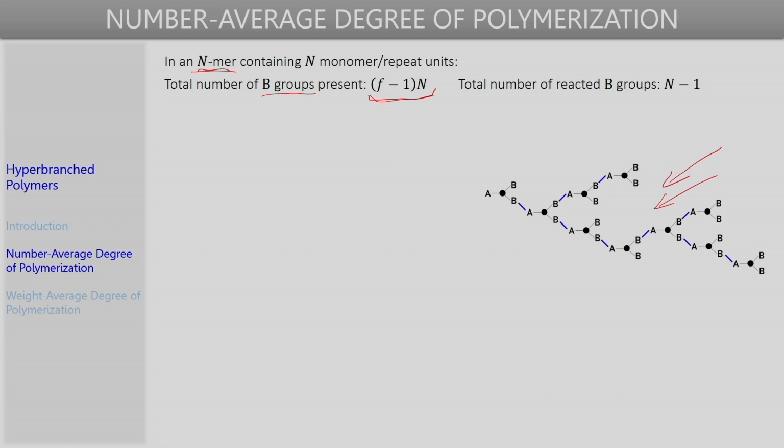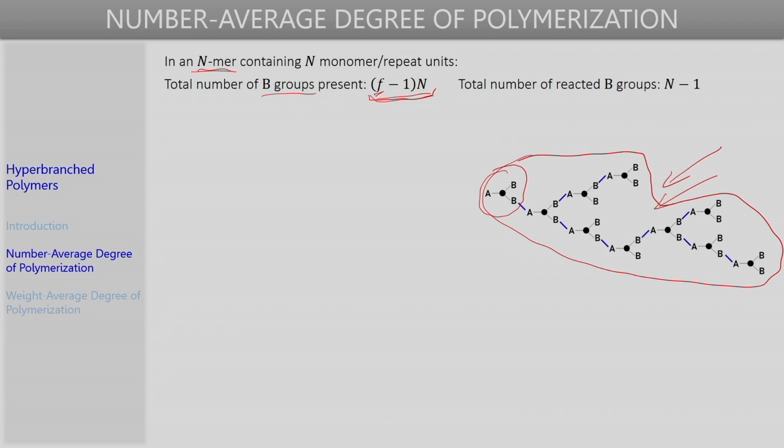So, for the case that we have here, n, which is the number of monomer units present in this N-mer, is 10, and the monomeric unit is an AB2 type of monomeric unit. So, the value of F is 3 for this case. So, the number of B groups present according to this formula will be (3 minus 1), which is 2, times 10. So, 20, and if we count here for this entire molecule, we will see that we have 20 functional groups of type B.